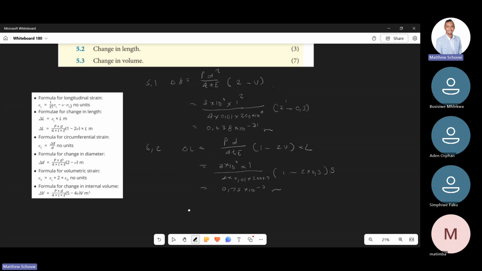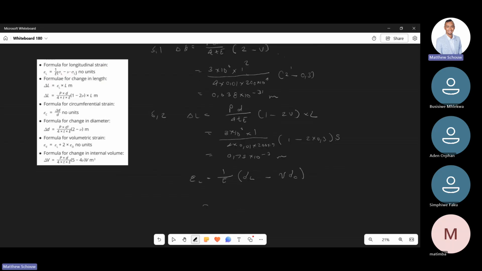The other way of doing it is calculating your longitudinal strain, right? Which is going to be 1 over E times your longitudinal stress minus your Poisson's ratio times your circumferential stress. Once you have your longitudinal strain, that's basically equal to your change in length divided by your length. So what you notice is that this part, the strain EL, is basically this section over here. That is actually a longitudinal strain, if you're looking at the formula properly. Can you guys see that?